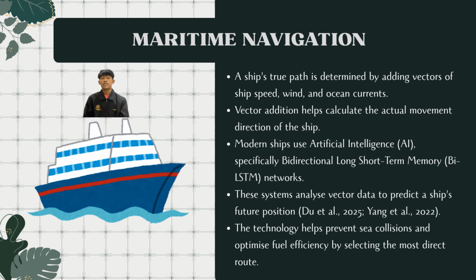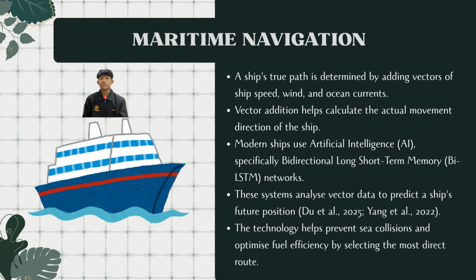So the result of this vector addition is called the resultant vector, which represents the true direction and speed of the ship's movement. Without this calculation, ships could easily drift away from their planned routes.